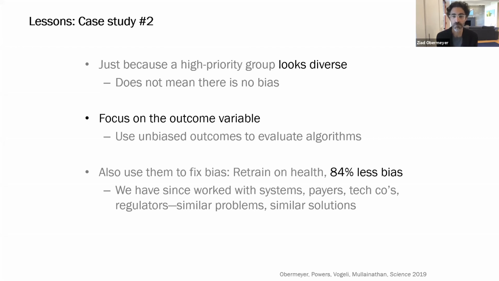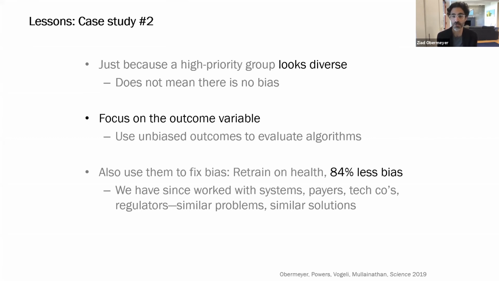So we worked with the company that made that software to retrain the algorithm on the same data set, so the same representation of Black patients. We just predicted a different outcome that was related to health, not cost, and that resulted in 84% less bias.